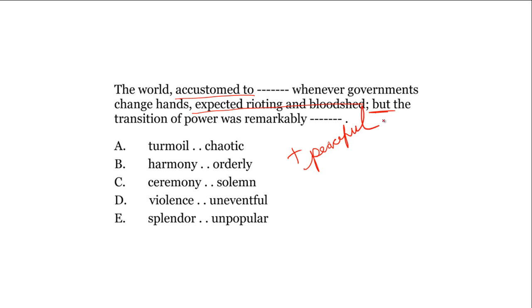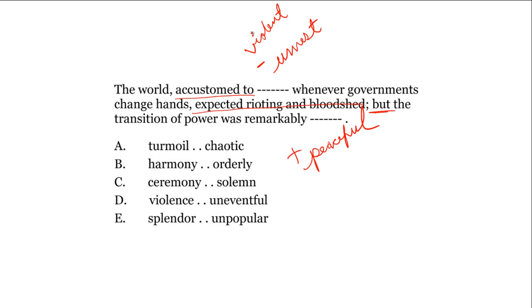All right. Work on the other blank. Accustomed to rioting and bloodshed. So accustomed to, negative tone. And let's go with unrest. Let's read the sentence and make sure it's logical. The world, accustomed to unrest whenever governments change hands, expected rioting and bloodshed. Let's change this to violent unrest. Semicolon. But the transition of power was remarkably peaceful. Beautiful. All right. Choose the word that you think is better.